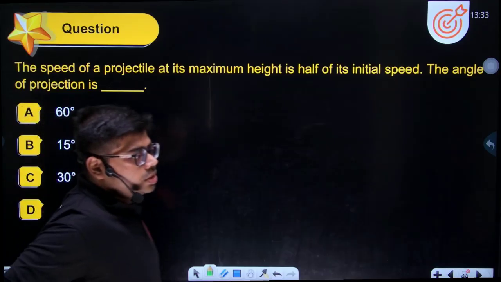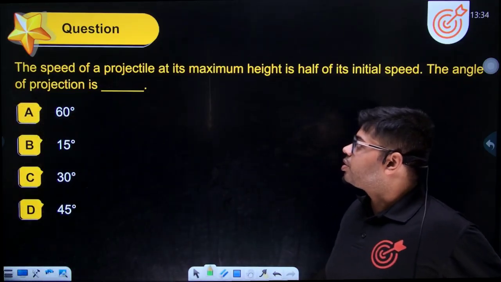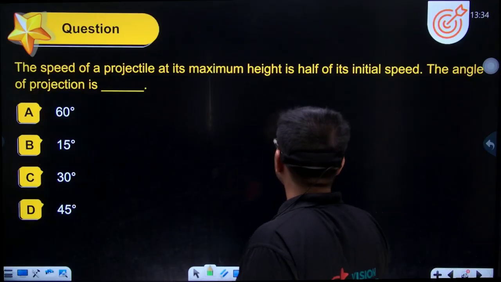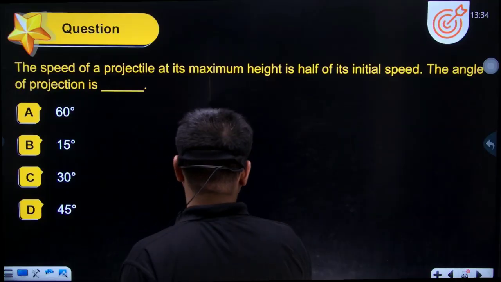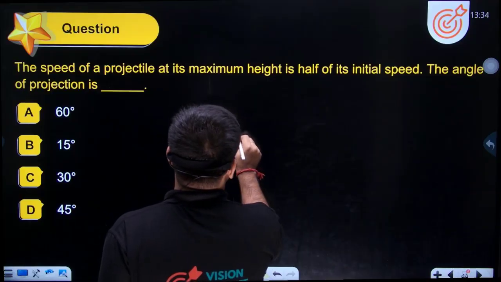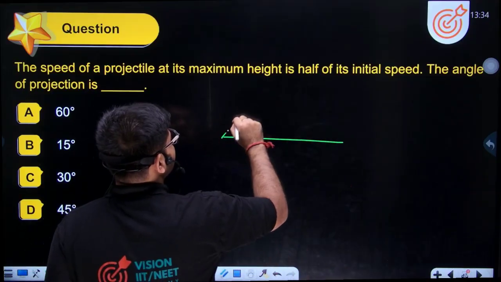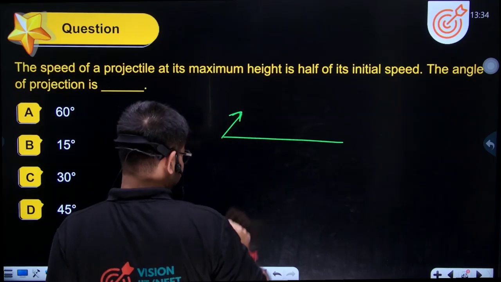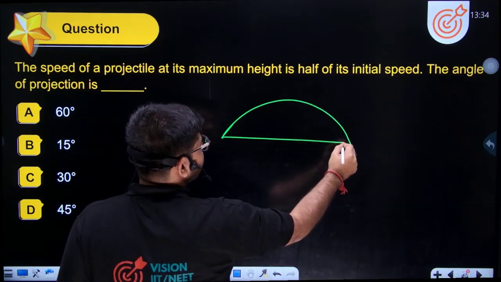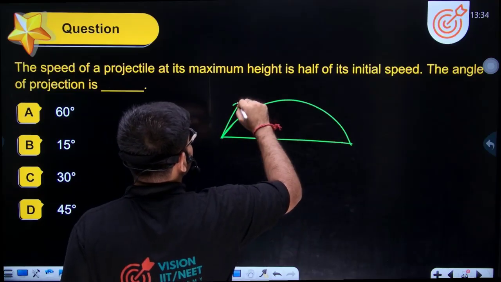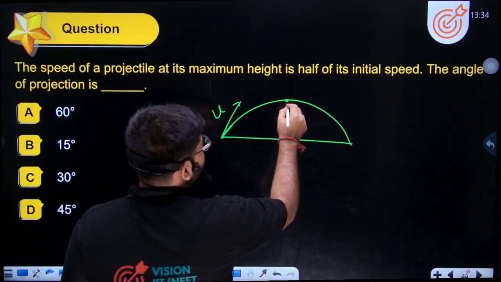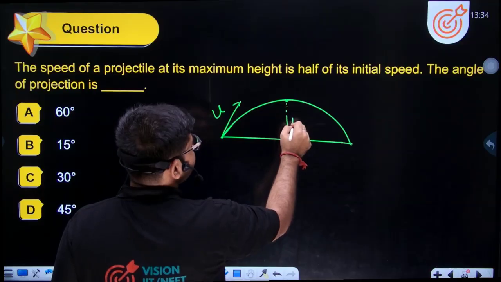Okay. So in this problem it is said that the speed of a projectile at its maximum height is half of its initial speed. So what they are saying is, suppose we have a projectile like that. So this is the projectile and it is going like this. Initially the speed was u. At this point h, this is my highest point.